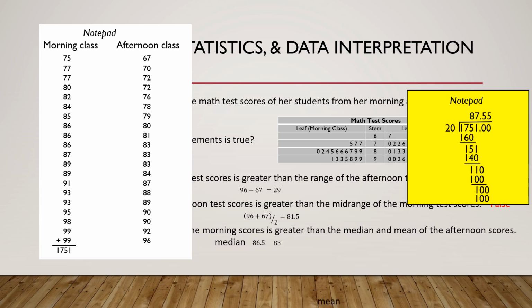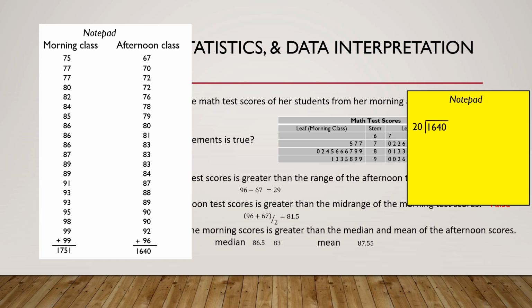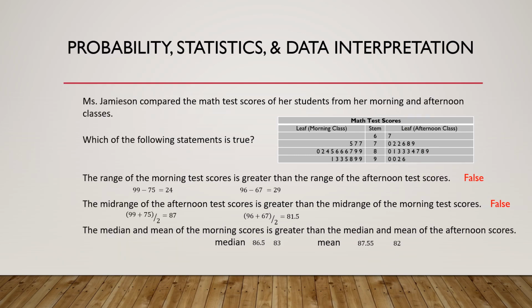1,751 divided by 20 is 87.55. In the afternoon class, the sum of the entries is 1,640. We then calculate 1,640 divided by 20. This is made easier by dropping the zeros at the end of both numbers. 164 divided by 2 is 82. The mean for the morning class is 87.55, for the afternoon class 82. Both values for the median and mean are larger for the morning class, making this statement true.